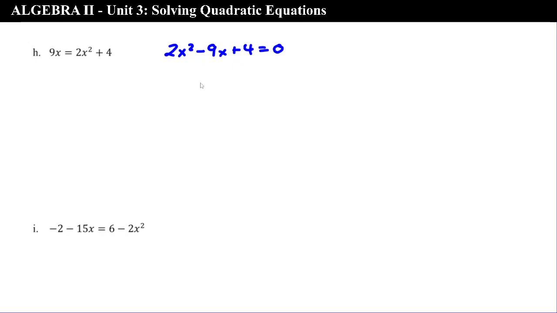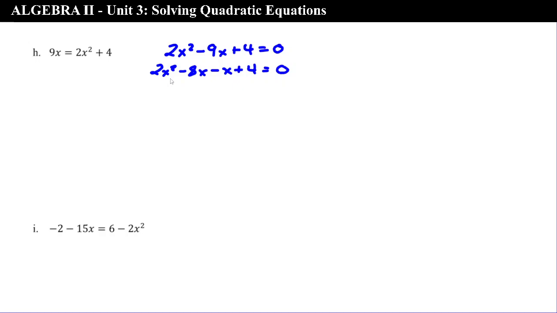We need two numbers that multiply to give us 2 times 4, which is 8. Two numbers that multiply to give us 8 and add to give us negative 9. And that would be negative 8 and negative 1. So I'm going to split that up into 2x squared minus 8x minus x plus 4.